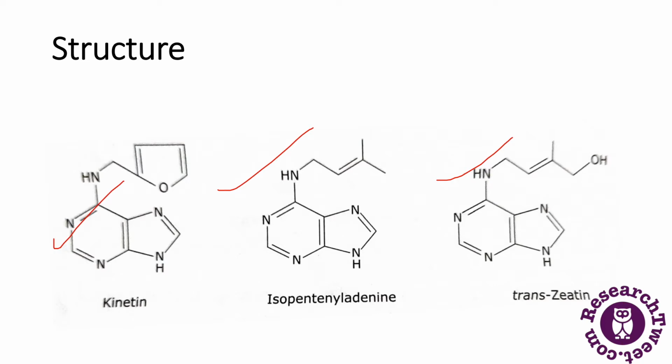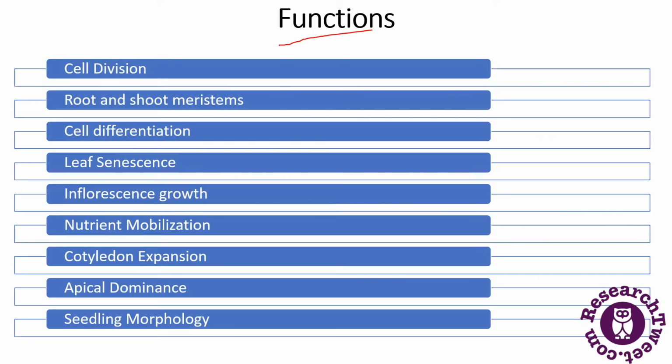These are the three structures depicted here. They are basically N6-substituted adenine derivatives that have diverse effects on important physiological functions in the plants. So they play a major function in the plant. In the next slide we will be discussing the functions of cytokinin in the plants.